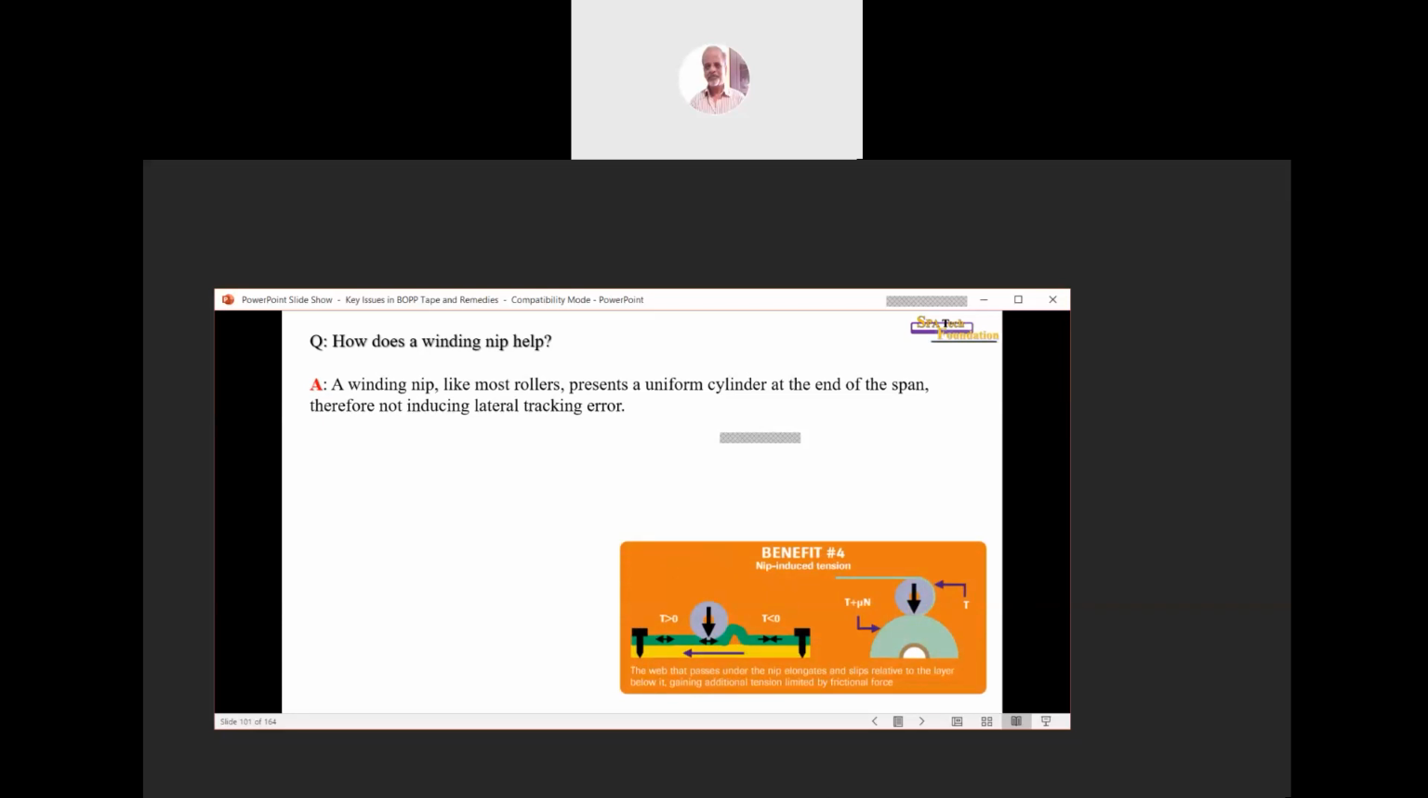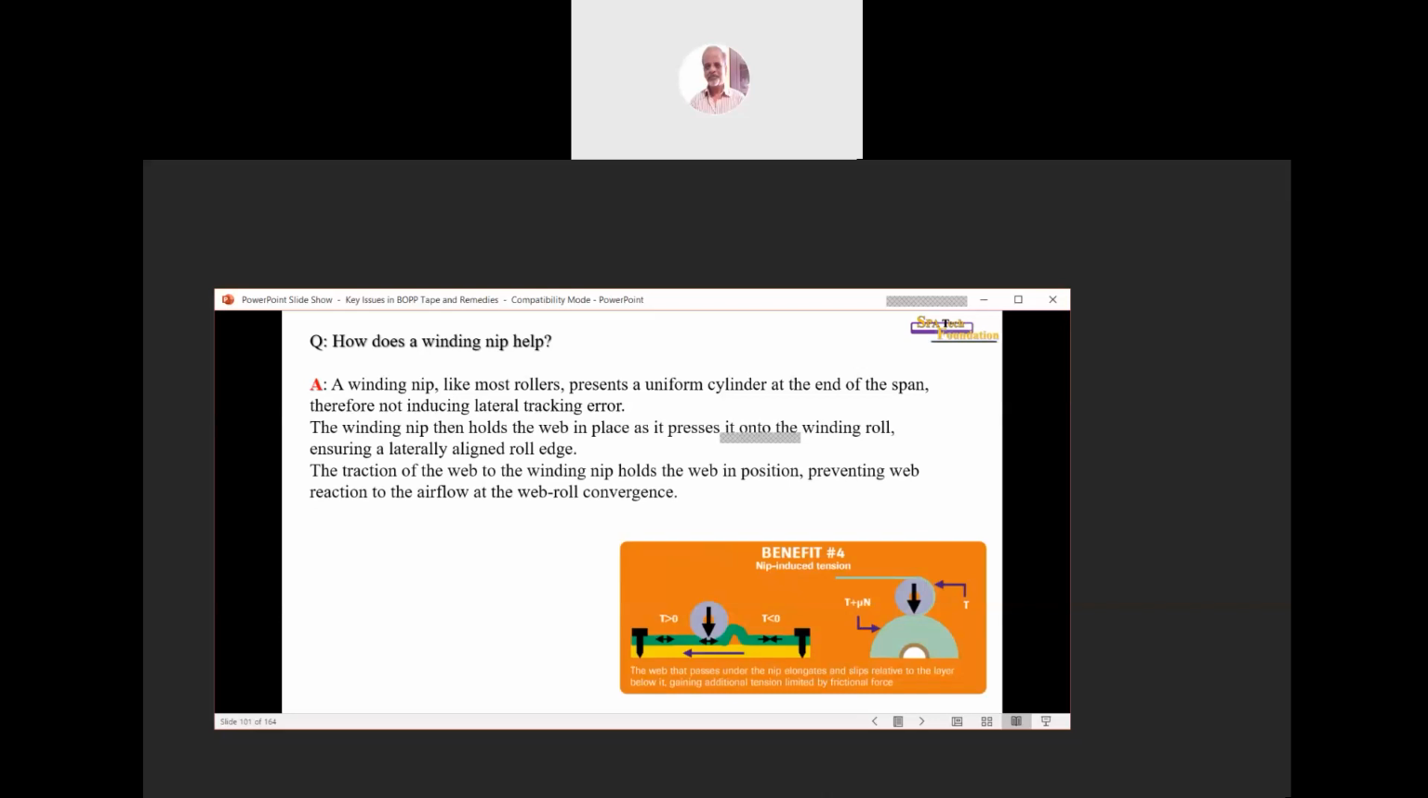A winding nip, like most rolls, presents a uniform cylinder at the end of the span, therefore not inducing lateral tracking error. The winding nip then holds the web in place as it presses it onto the winding roll, ensuring laterally aligned roll edges. The traction of the web to the winding nip holds the web in position, preventing web reaction to the airflow at the web roll converge.